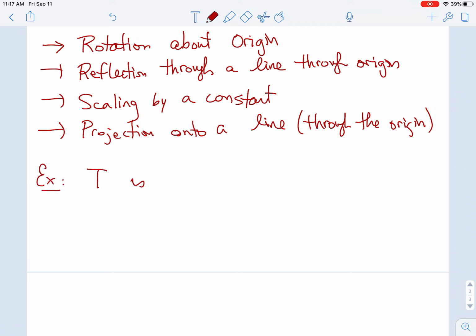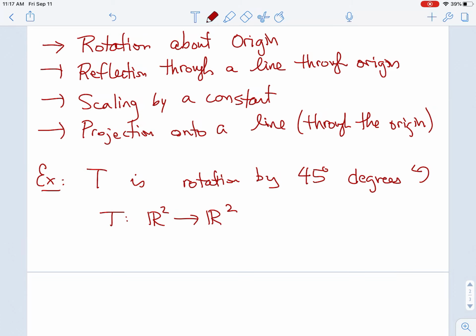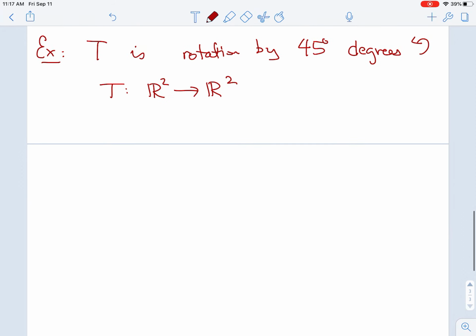So let's say that T is rotation by, let's do 45 degrees, clockwise, and we're operating on the plane. So I think I drew that way. I meant counterclockwise, so I meant the direction that I went. And so how do I find the matrix for T? Well, what do I need to do? Well, I need to find where T sends E1 and where T sends E2.